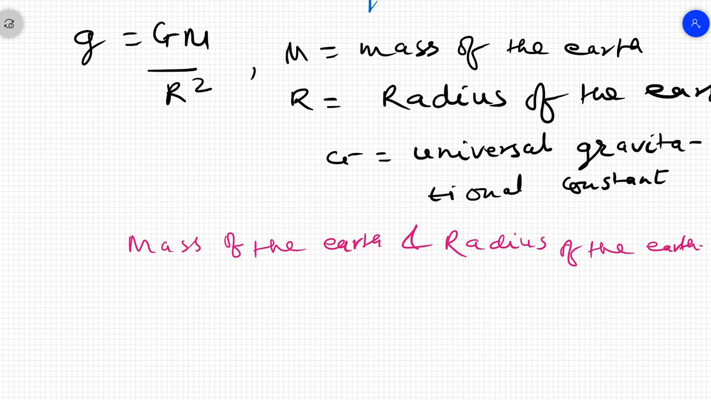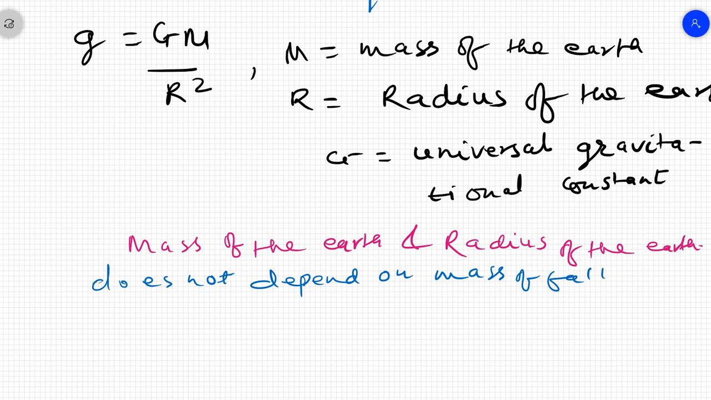This acceleration produced in a falling body, remember, does not depend on the mass of the falling body. Whether a big object or a small object falls, they all will get the same acceleration. Note this: the acceleration due to gravity does not depend on the mass of the falling body.